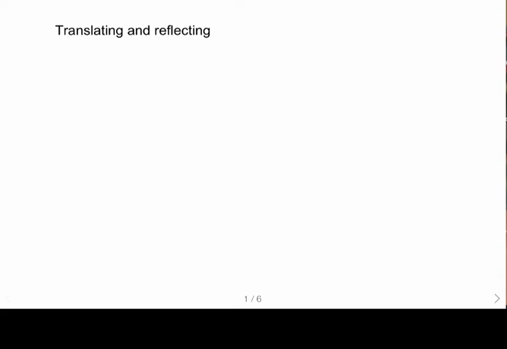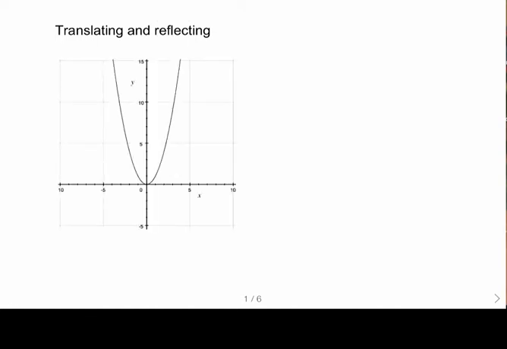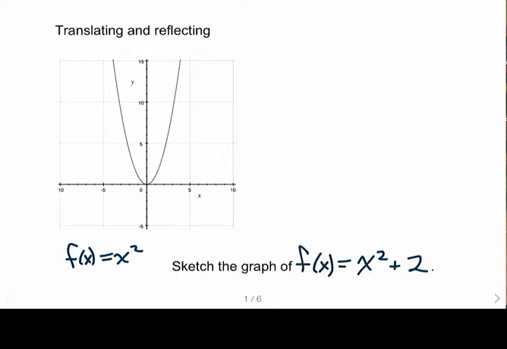In this session, we're going to look at translating and reflecting, and we are talking about graphs of functions. To see what's going on here, I want to start with something that you should remember, and that is the graph of a parabola. The function, of course, being f of x is equal to x squared. And what we're going to do is use what we know about this graph to draw a new graph, that graph being f of x equals x squared plus 2.